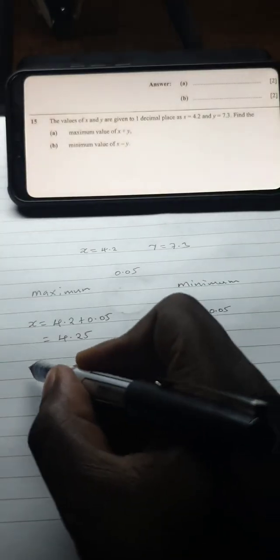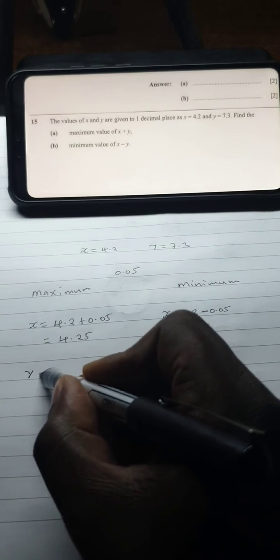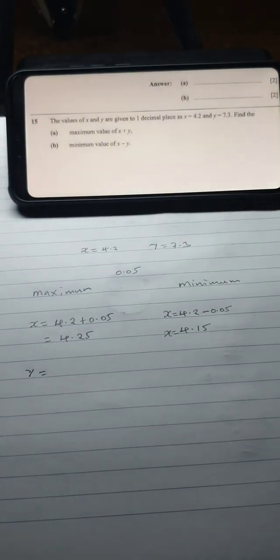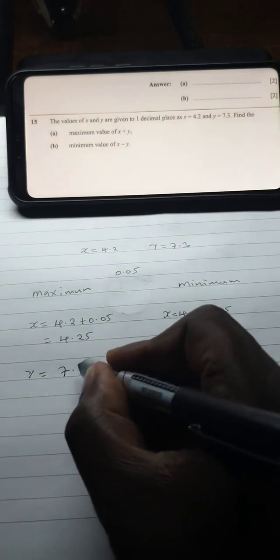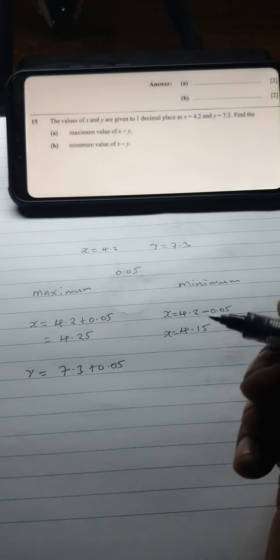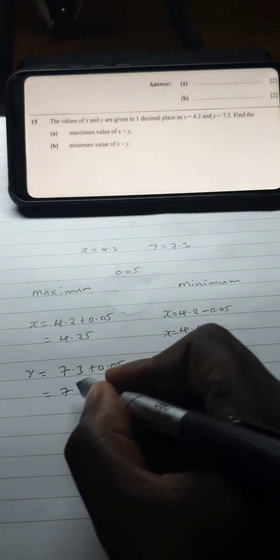Let me continue. We do the same for Y. It will be 7.3 plus 0.05, which will give us what? 7.35.